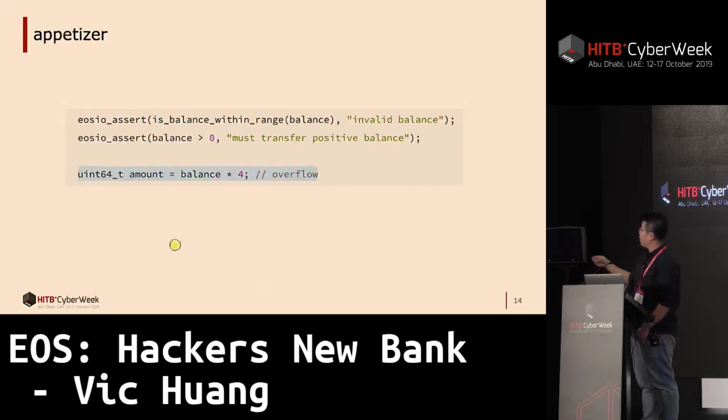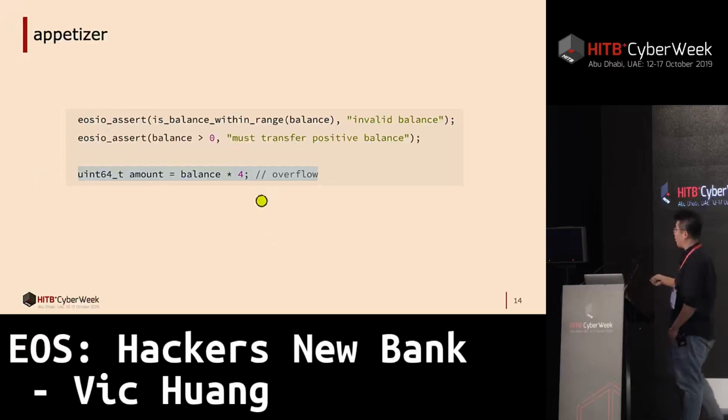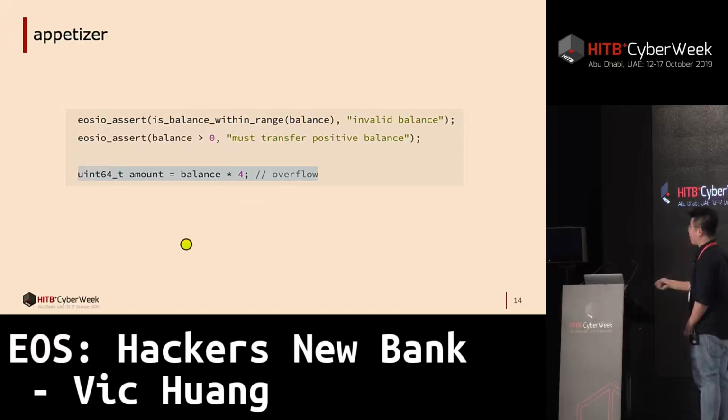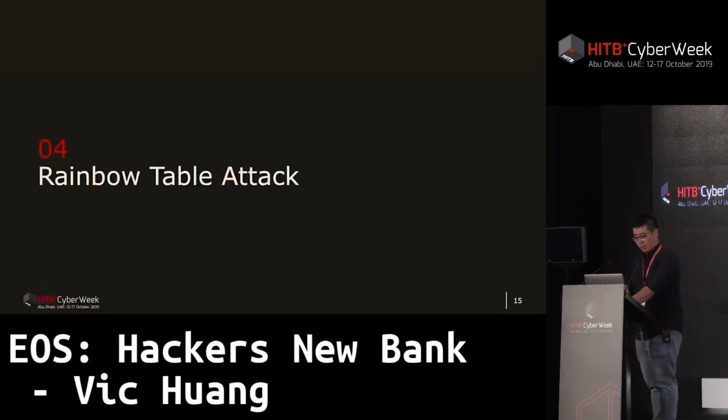And this is the appetizer. If you look at this smart contract, see if you can read the vulnerability here. It's an easy integer overflow, and this caused a lot of the loss. So we are going to introduce some attack vectors. The first is the rainbow table attack.